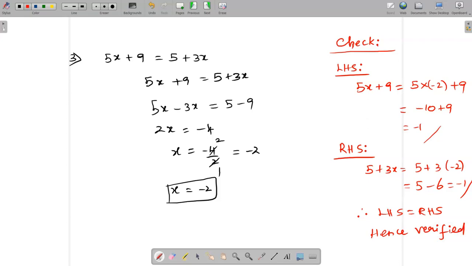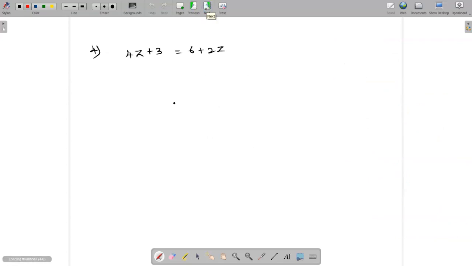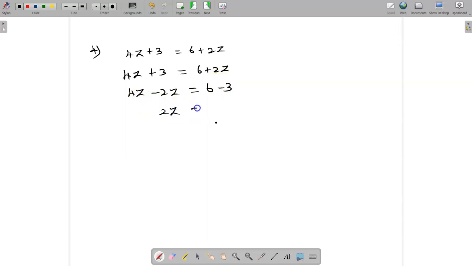Okay, and then coming to the next problem, we have 4z plus 3, which is equal to 6 plus 2z. Again the same concept, take your variables on one side, values on another side. So 4z plus 3 is equal to 6 plus 2z. Take variables to the left hand side, 4z minus 2z, which is equal to 6. Take the values to the right hand side, minus 3. 4z minus 2z is nothing but 2z. 6 minus 3 is nothing but 3. So I can write that z is equal to 3 by 2.